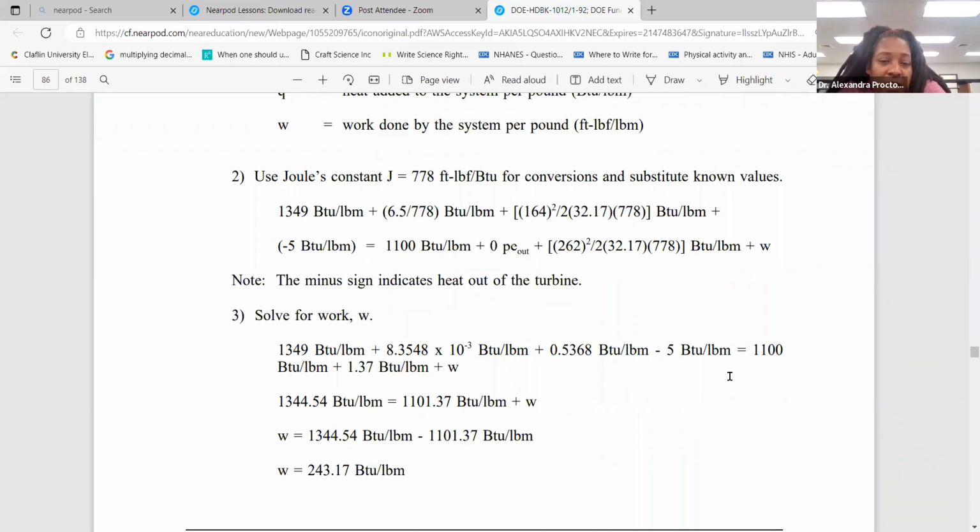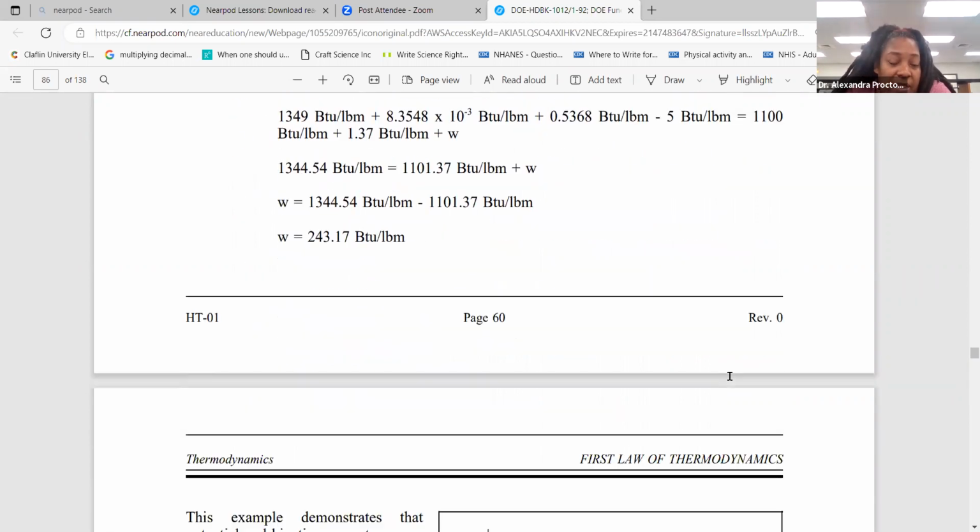So in order to solve for W, you have to get W by itself. So both sides are simplified, everything except for the unknown. So you have 1344.54 BTU per pound mass is equal to 1101.37 BTU per pound mass plus W. You get W by itself by subtracting 1101.37 from 1344.54 BTU per pound mass, and you get the work is equal to 243.17 BTU per pound mass.